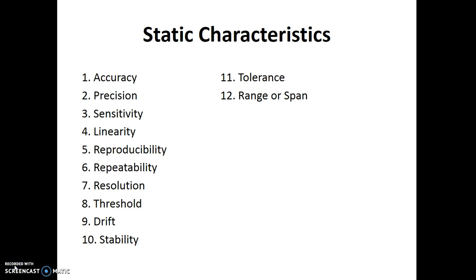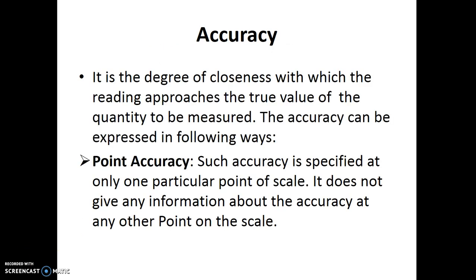There are 12 static characteristics of any instrument. First one is accuracy, second precision, sensitivity, linearity, reproducibility, repeatability, resolution, threshold, drift, stability, tolerance, range or span. These are the 12 static characteristics of measurement system. First one is accuracy.